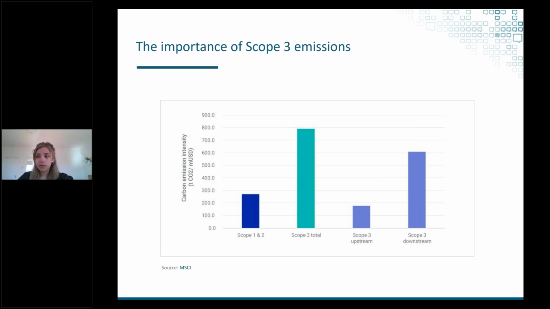Although historically disregarded, it is said that they account for the majority of a company's greenhouse gases emissions. For instance, Apple's Scope 3 emissions account for 99% of their total emissions, and for Samsung, they account for about 61% of their total emissions. The graph that we have here is from MSCI, an American finance company, and it's showing us that for an average investment company as of July 2020, Scope 3 carbon emission intensity was higher than Scope 1 and Scope 2 combined, which makes it very essential to look at Scope 3 emissions now.